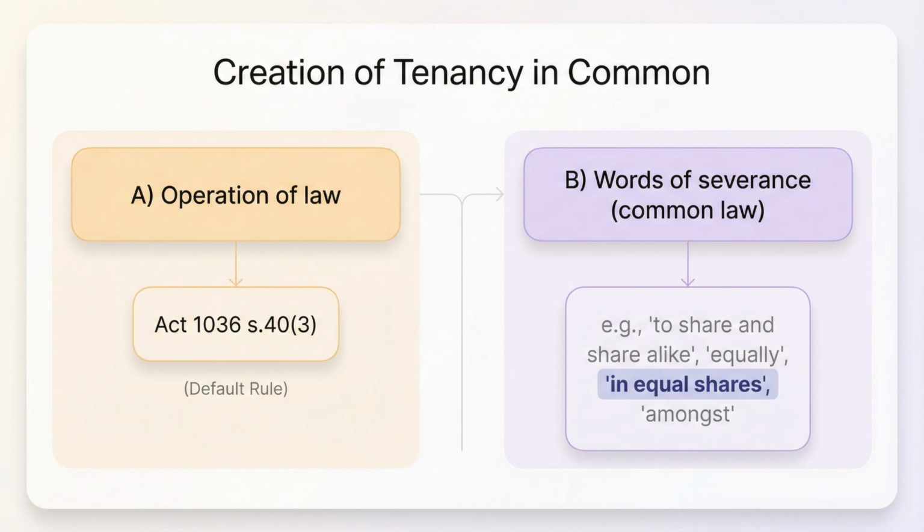Tenancy in common can be created in two prominent ways highlighted in the material. One is by operation of law. Act 1036's Section 43 makes interest in common the default for conveyances to two or more people. The other is through words of severance under common law, which indicate divided shares.